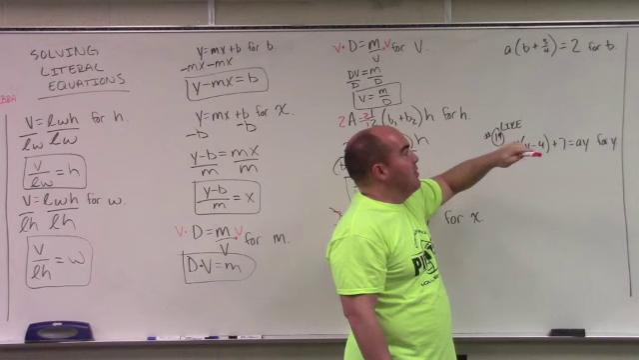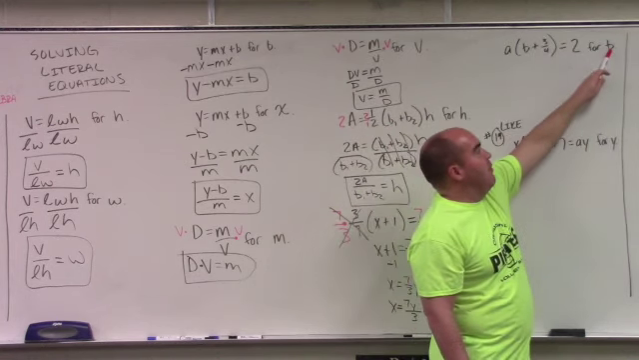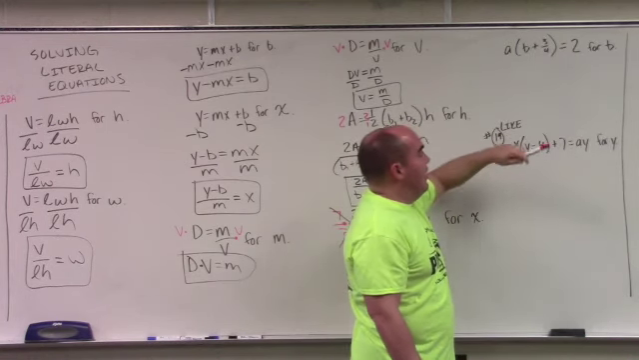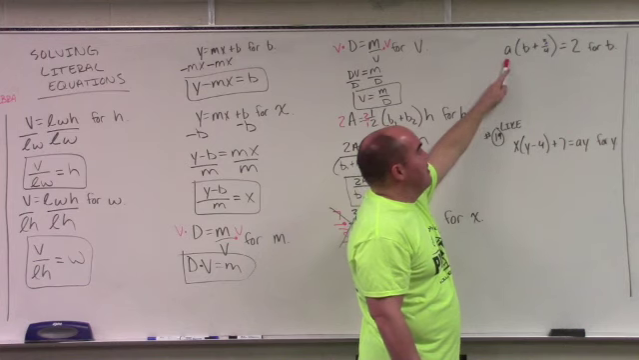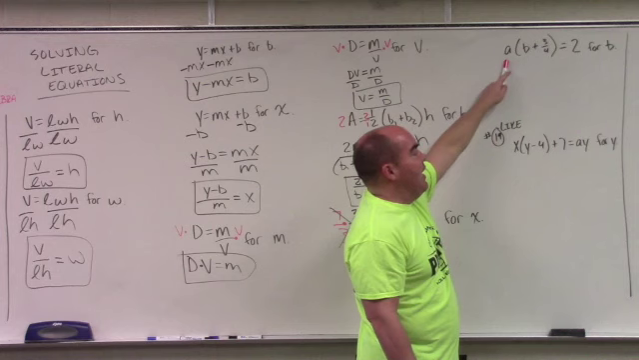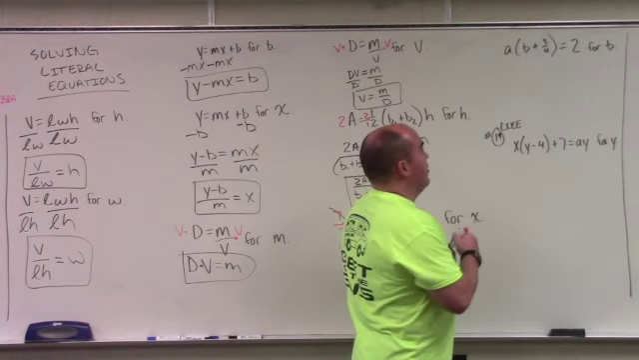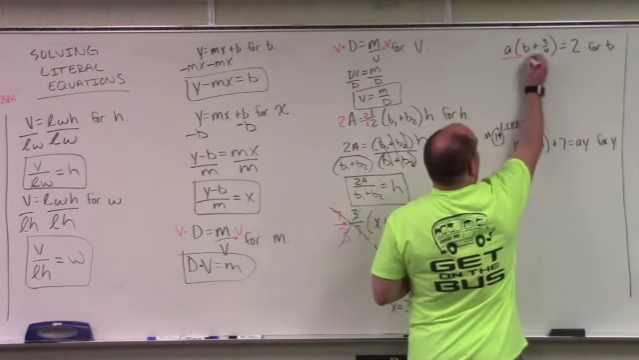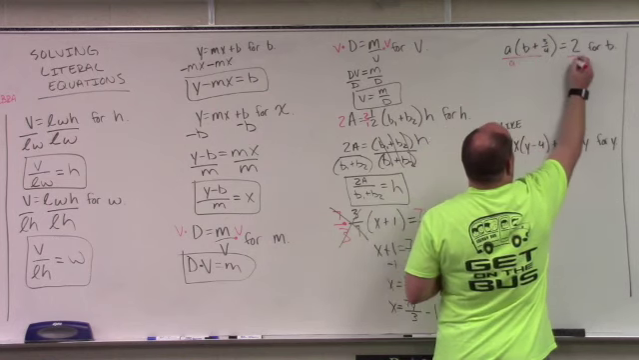In this particular equation, I'm trying to get the b by itself. So it's going to be easiest if I don't do distributive property, if I just divide by the a, because I want to move it over to the other side. So I'm going to divide by the a.